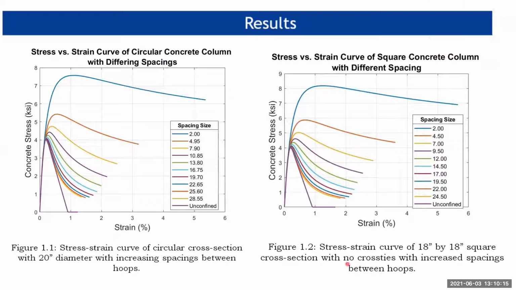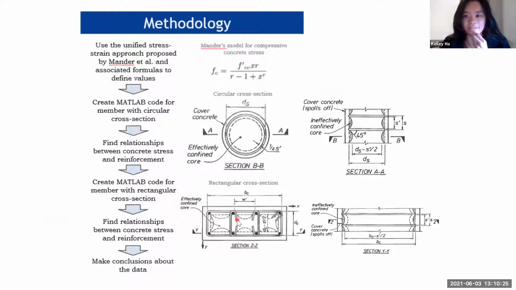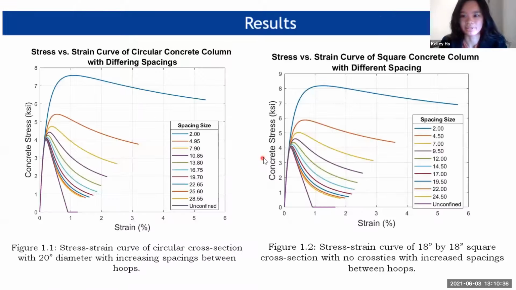In this figure, this column is an 18-inch by 18-inch square cross section with no cross ties. And what cross ties are, it's basically a transverse reinforcement connecting two opposite longitudinal reinforcement. And we'll show later that it's pretty important in the configuration of a rectangular cross section.